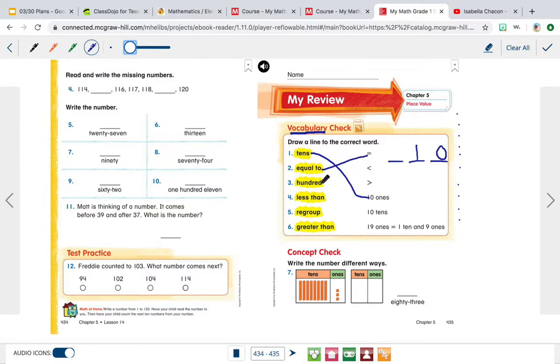Now, 100. Where does our 100 place go? Let's see. So, we're going to go back to here. Let's draw 100. Let's write 100. Okay. So we're writing 100. Now, 100 is 10 tens. What do you think, my friends?